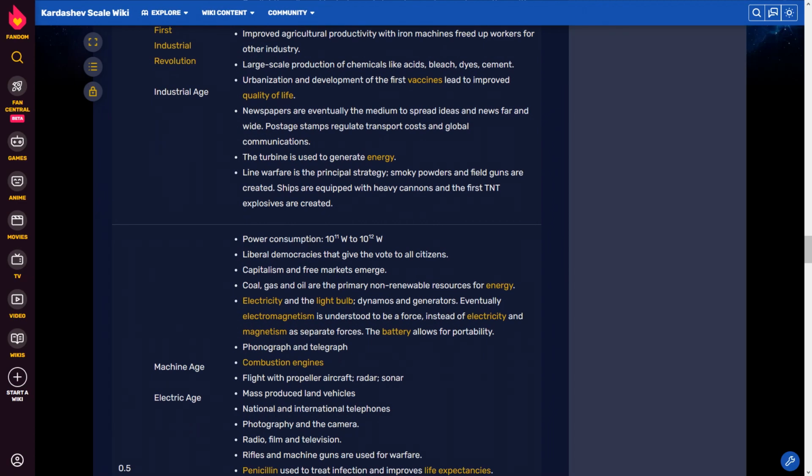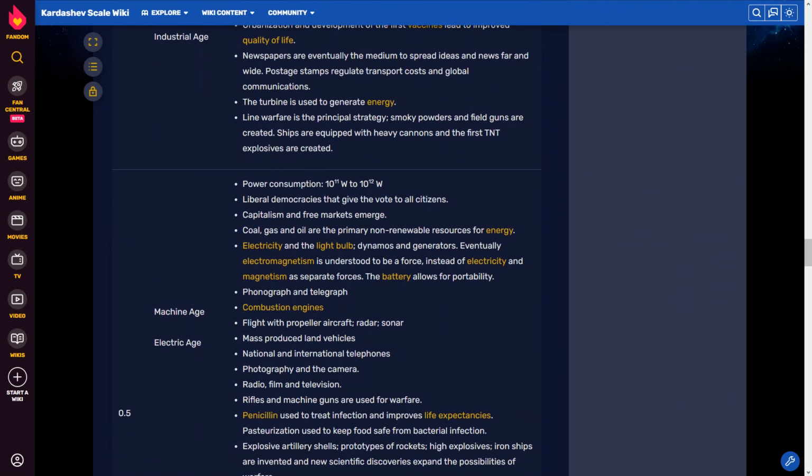The turbine is used to generate energy. Line warfare is the principal strategy. Smoky powders and field guns are created. Ships are equipped with heavy cannons, and the first TNT explosives are created.